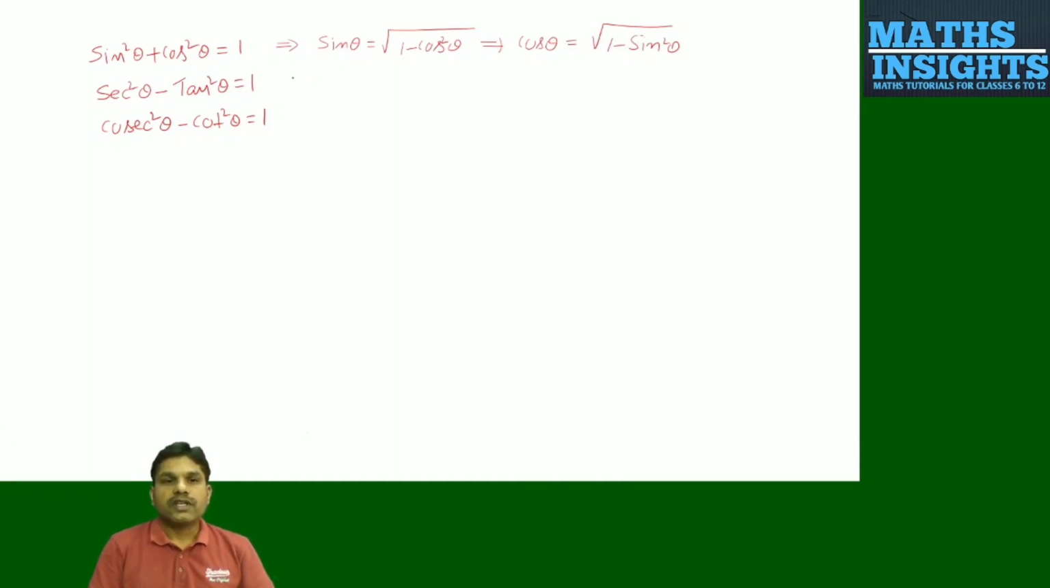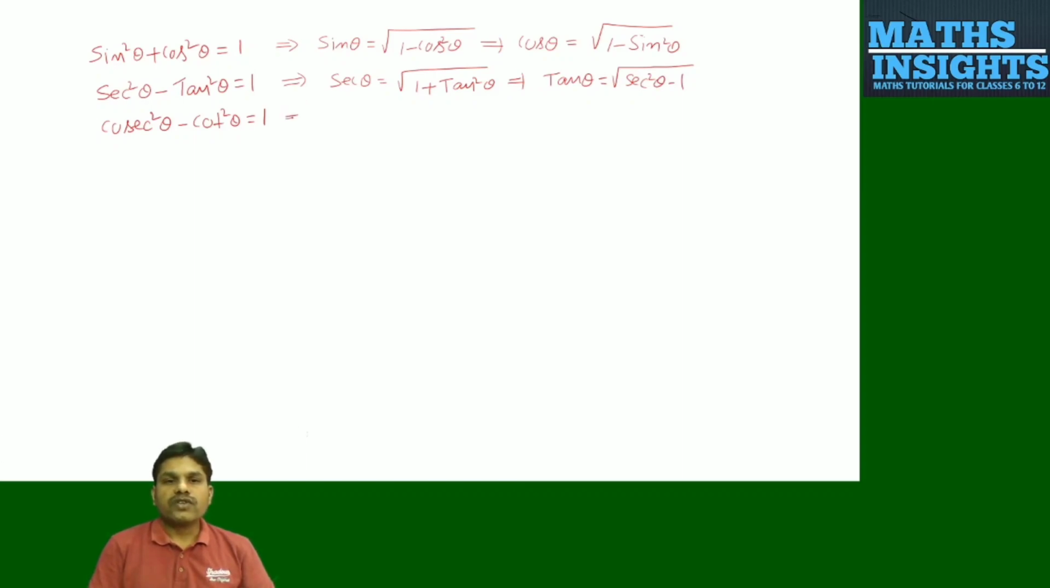Similarly, if you take the second identity and write secant theta as your subject, then minus tan square theta becomes plus tan square theta when it goes to the other side. Therefore, it will become square root of 1 plus tan square theta. Similarly, if I want to write tan theta as my subject from the same identity, then it will become square root of secant square theta minus 1.